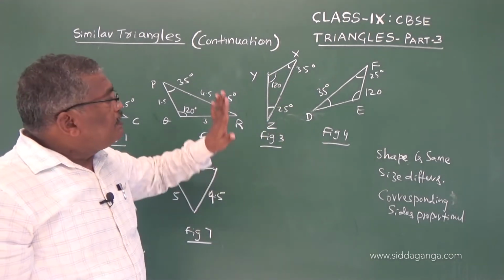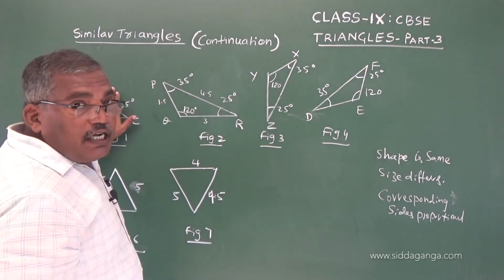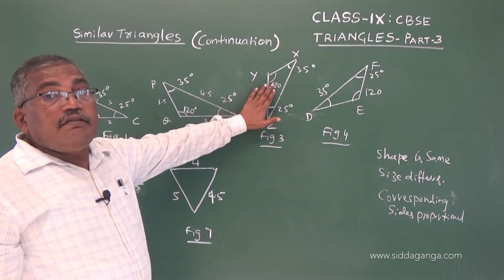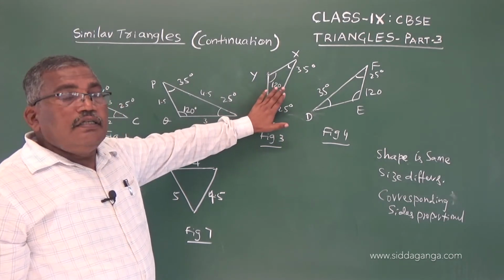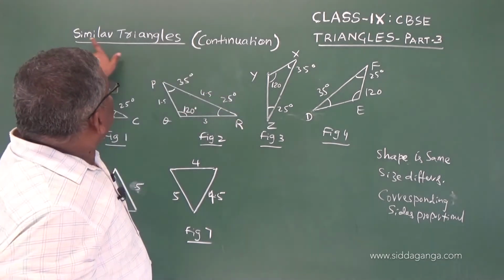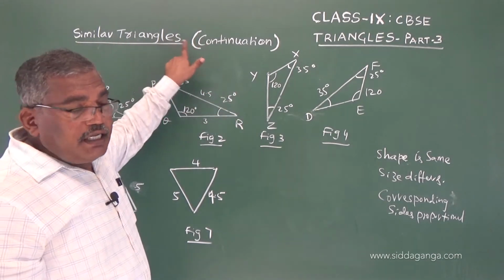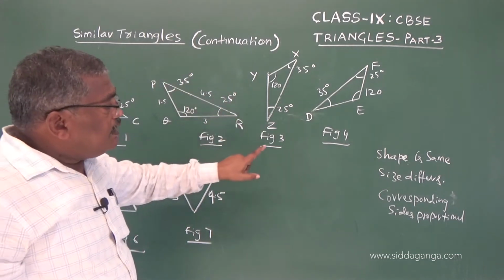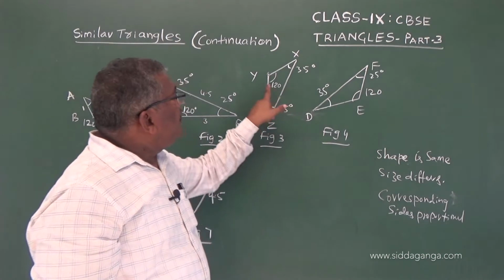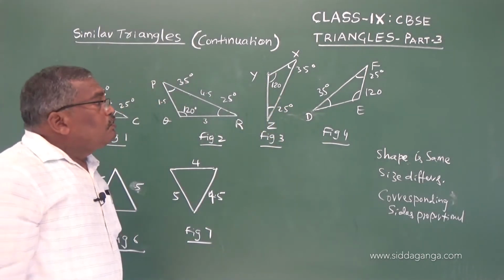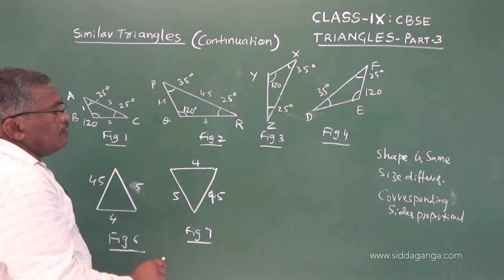The only thing is, if the three angles of one triangle are congruent to the three angles of the other triangle, then the triangles are similar. And if the triangles are similar, their corresponding sides will be proportional. So in this we have to understand one thing.